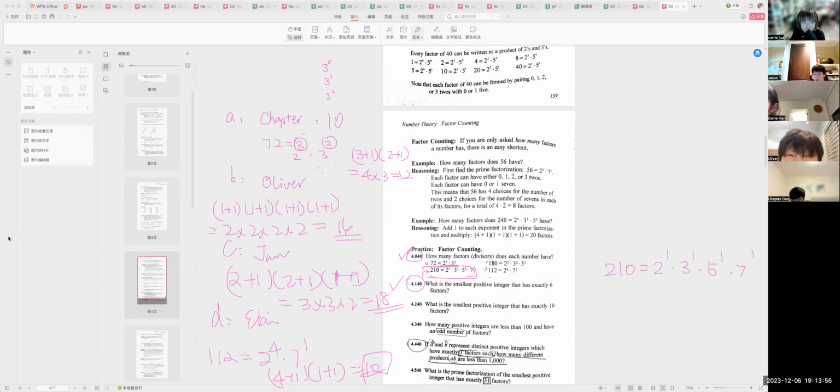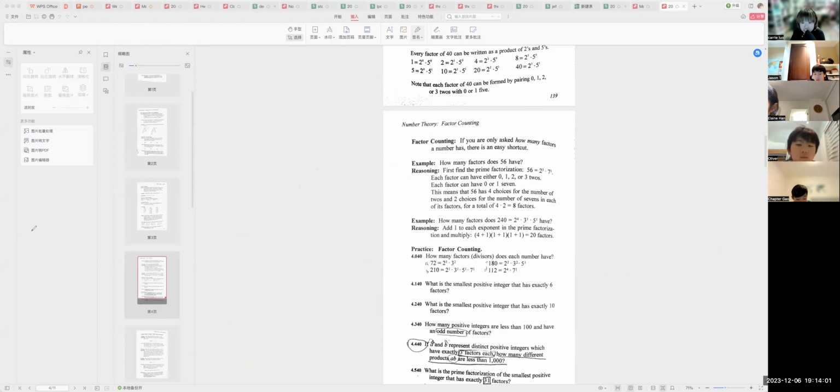Okay, so what is the smallest positive integer that has exactly 6 factors? Okay, so everybody, how to have 6 factors? We have actually a to the power 5, right? So 5 plus 1 has 6 factors, right? Or we can have what? We have a power 1 times b power 2, because these numbers are going to be (1+1) times (2+1) equals 2 times 3 equals 6.